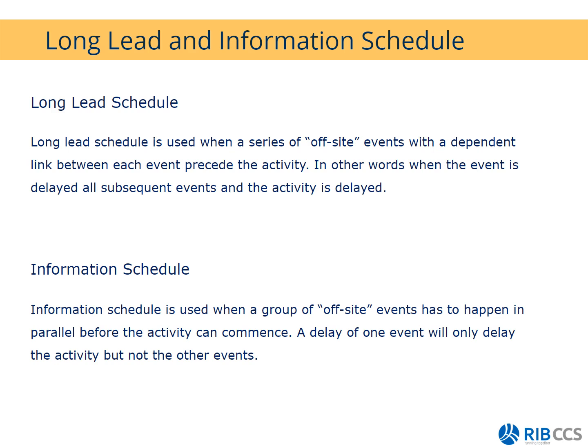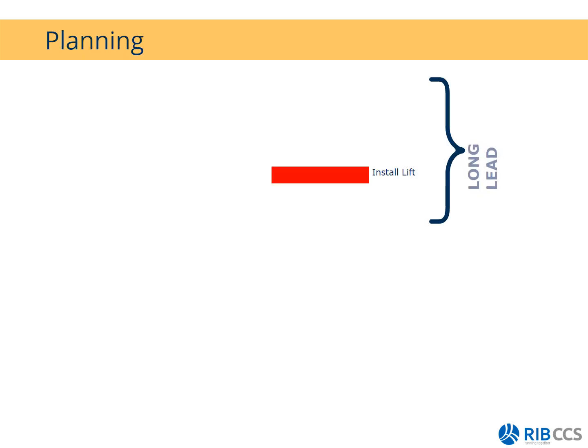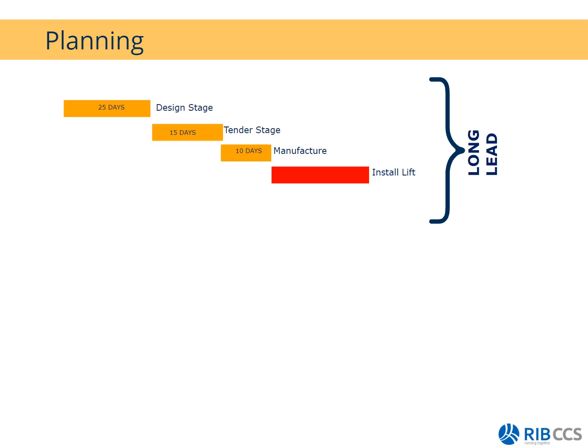Okay, and if we just put this in a graphical example, my actual activity is install the lift. Then I have all these items that still need to happen. You have the design stage, the tender stage, the manufacturing stage, with the amount of days running. That means that in series, or in total, I have 50 days to prepare in order to have a successful installation of the lift. And that again means that if there's a delay in the design stage, it will affect my tender stage, my manufacturing stage, and ultimately the installation of the lift.